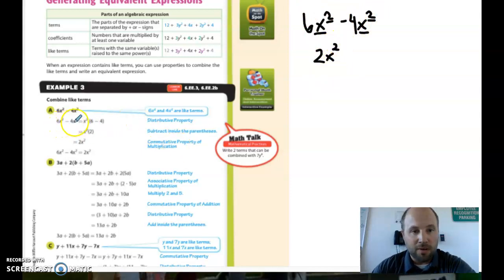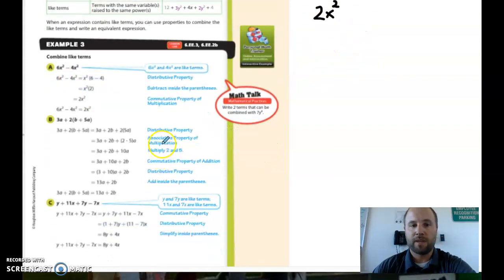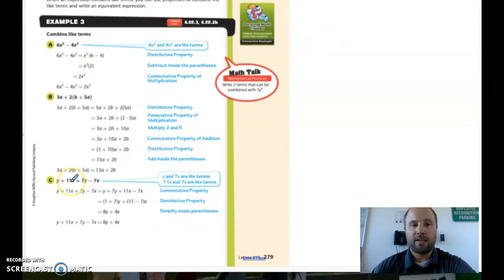You can kind of see them break it down here, minus the distributive property. We're not really using that today. We took a different approach. So we've got 2x squared. Okay, so we're going to move on down to C here.